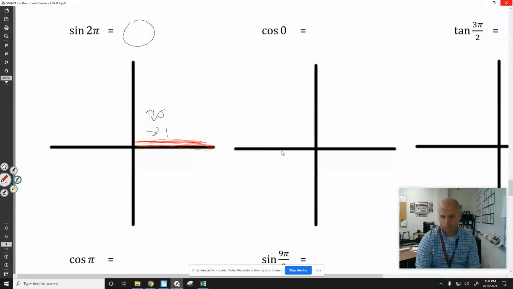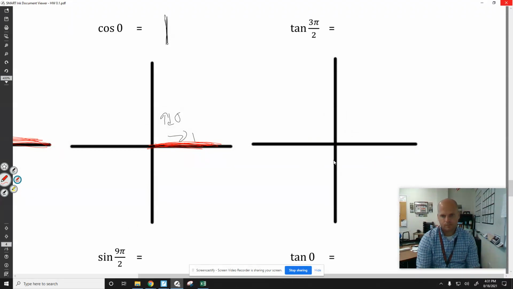Zero is the same location as 2 pi. Different angles, but they're coterminal with each other. Do you go up or down at all? No. Do you go to the right? Yeah, I go to the right 1. Cosine is the x distance. It's the right and left. I go to the right 1. Cosine of 0 is 1.